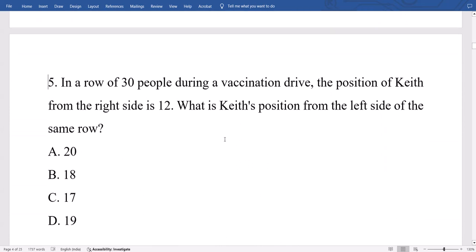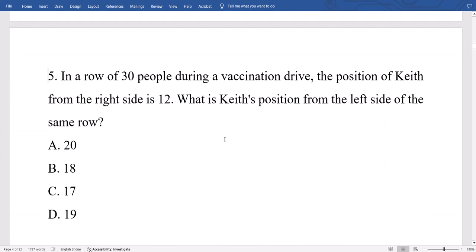Now let's see the fifth question. We have 30 people. This guy K is 12th from right end, then obviously 19th from left end, then only 12 plus 19 minus 1, 30 will satisfy. Total 30 people we have to add, then do minus 1 also, right?